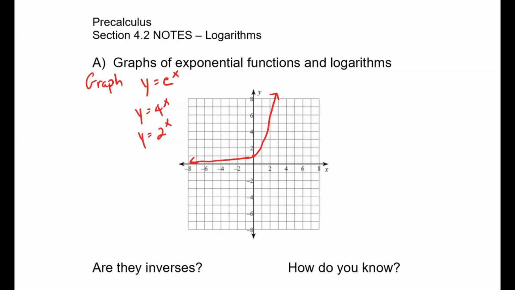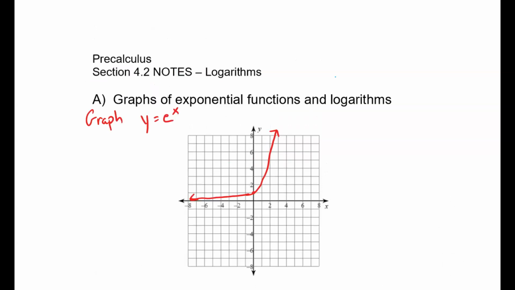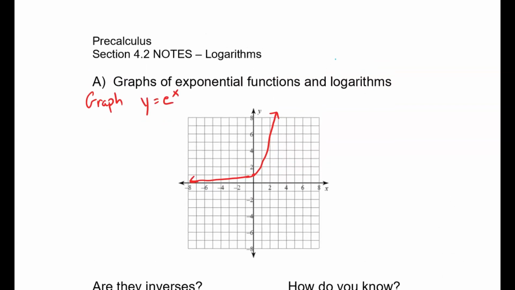So using that real quickly, I want you to pick a different color, like green, since I used red, and graph your parent function, y equals the natural log of x. Now remember, natural log is just a logarithm with base e.